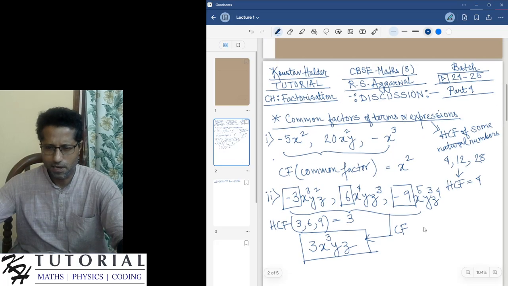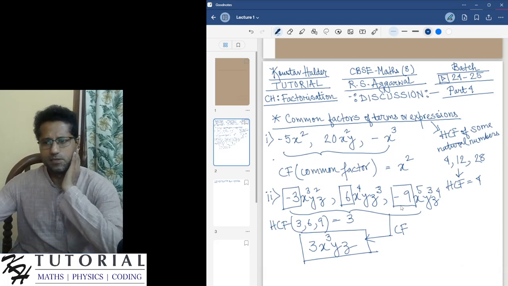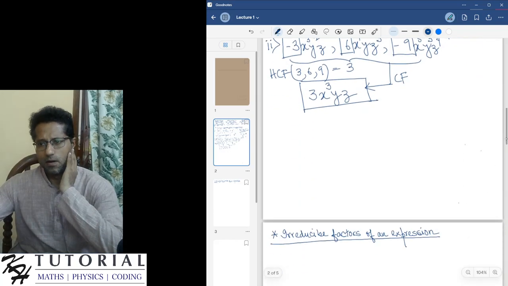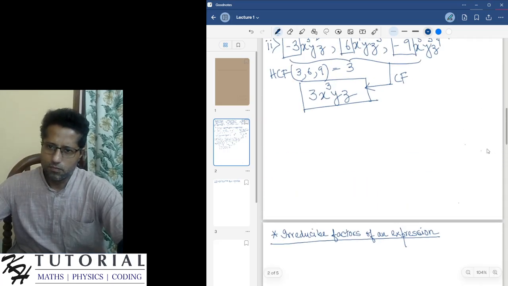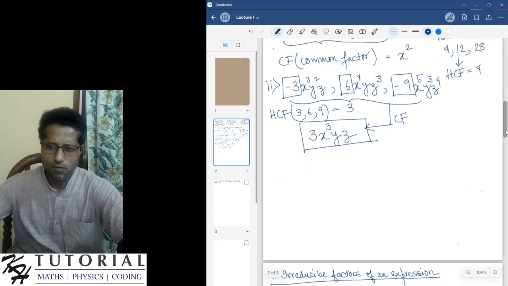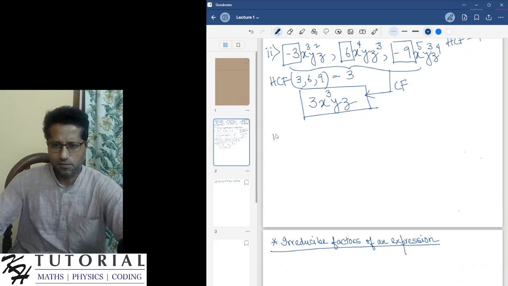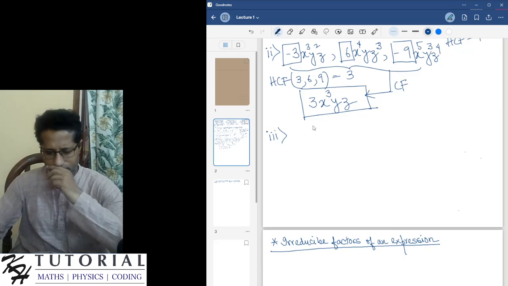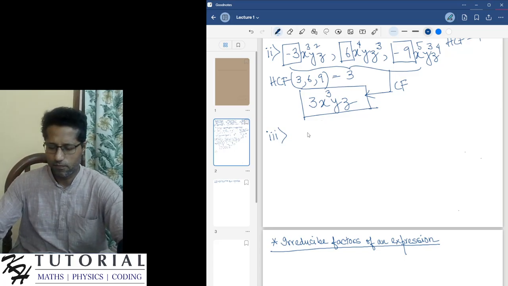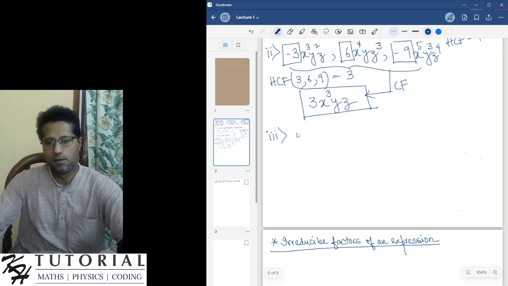Now common factor also applies in finding out, we also find a common factor of expressions. Let's say we have an expression.